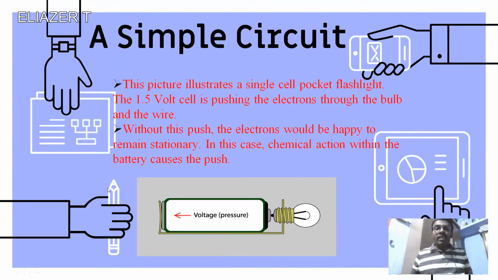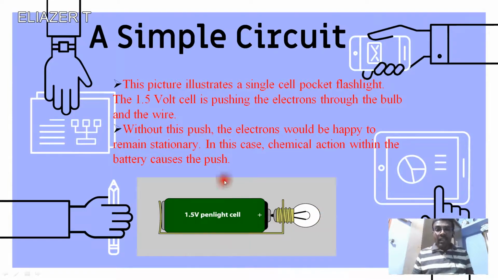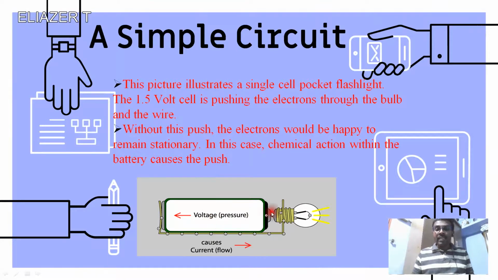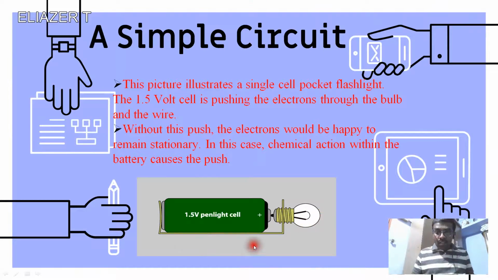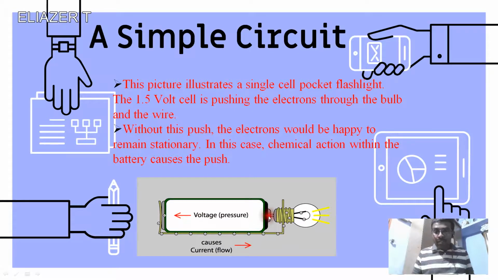So let me give a simple circuit and an animated view of this. The picture illustrates a single cell carrying a 1.5 volt battery. With the help of this battery, one lamp is connected and the lamp is glowing. See, the charges go from the plus point to the minus point. That means plus is the high potential and the negative point is the lower potential.